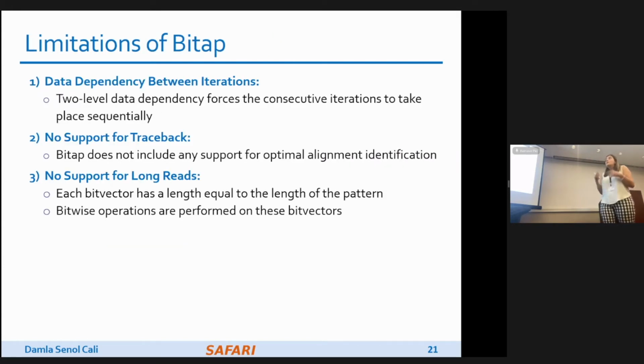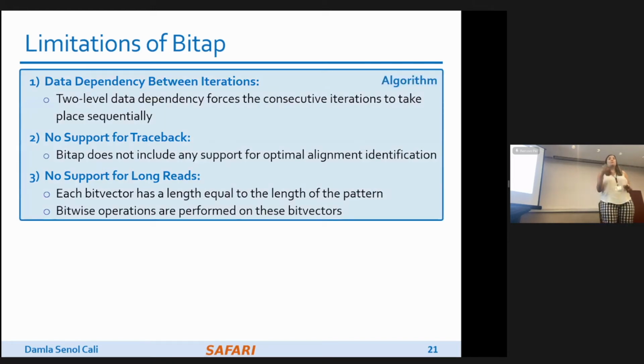And third, each bit vector has a length equal to the query pattern. When we think about CPUs, we are limited to 64 or, let's say, 512 when we exploit AVX platforms. So we have a limitation in terms of query length because the bit vector has a length limitation unless we apply some optimizations. The baseline BiTAP algorithm did not have any support for long reads, which can exceed 64 or 512. So these are the algorithmic limitations of BiTAP.